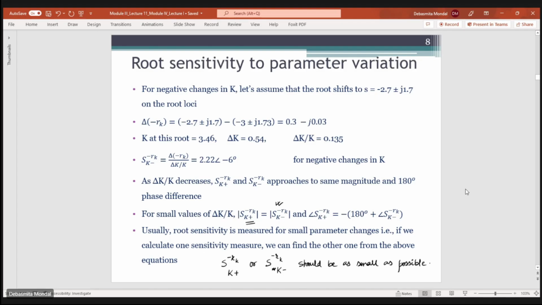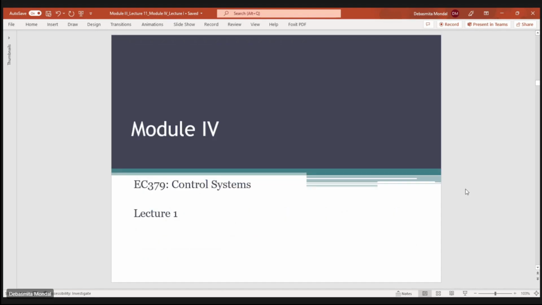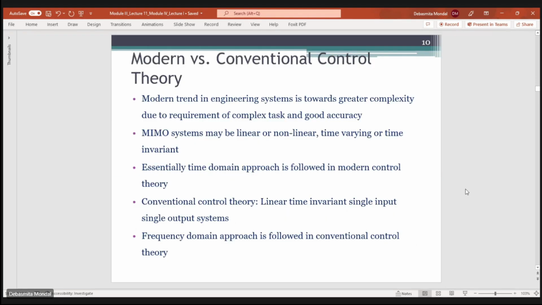And then the third type of system representation was called state space representation. So now we'll talk a little bit about state space representation of a system. This is more important when we are talking about modern control systems. In conventional control theory, we are mostly dealing with linear time invariant systems which are single input, single output.